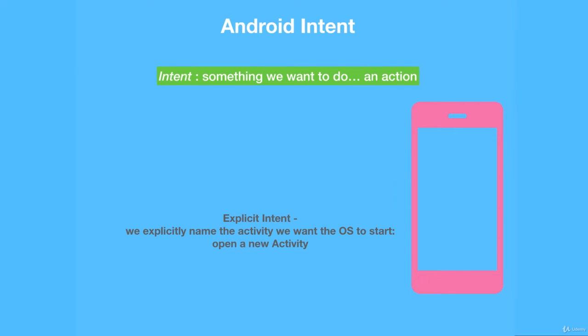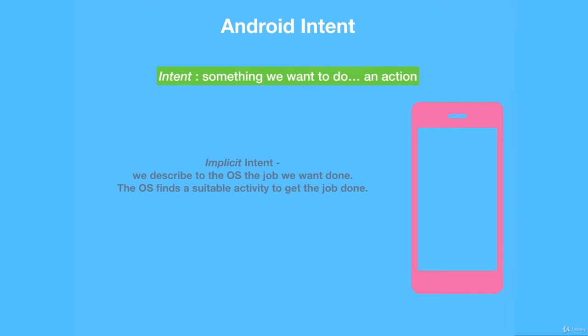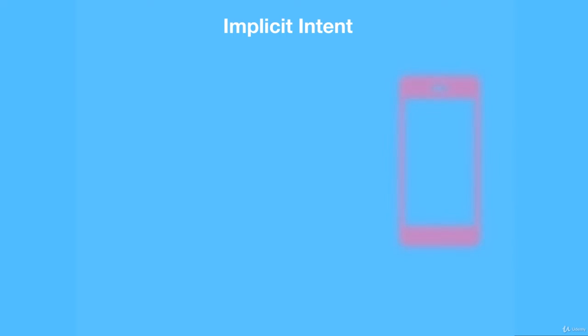Now, there are other kinds of intent. In fact, there is one other kind of intent called the implicit intent. Now, the implicit intent is a little bit different from the explicit one because the implicit intent allows us to describe to the operating system what it is that we want to be done, right? And it is the responsibility of the operating system to find the suitable activity or intent to be used to get the job done.